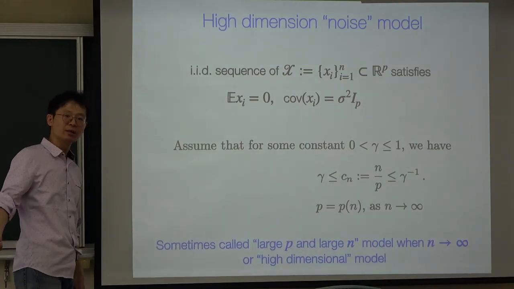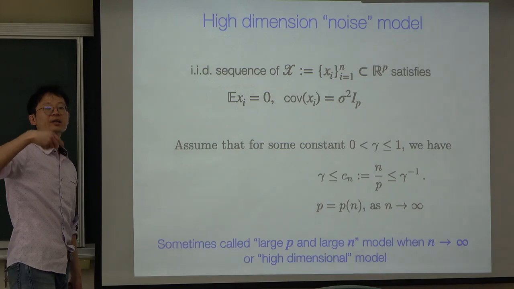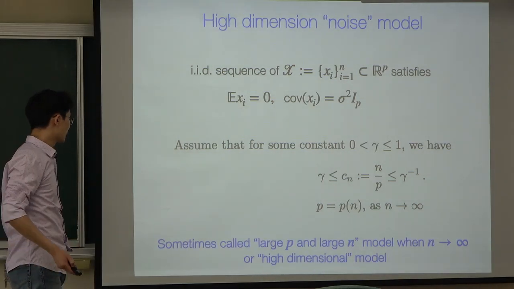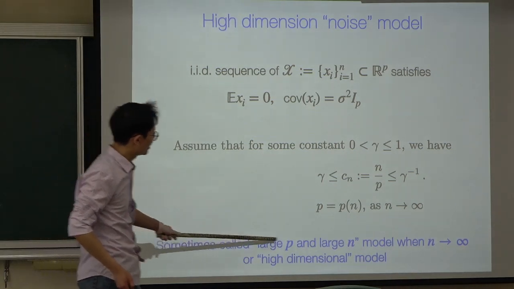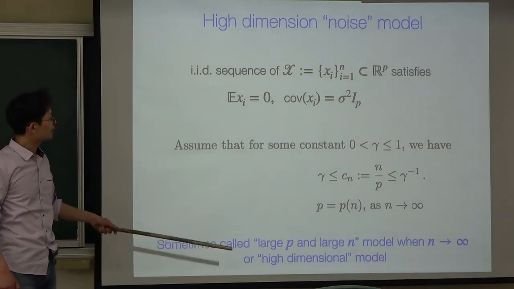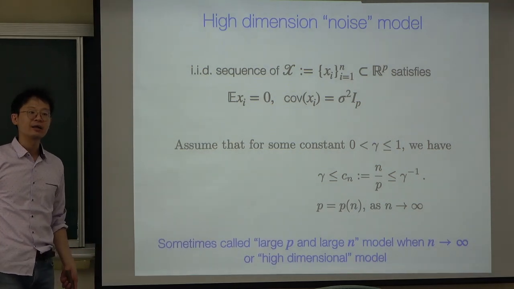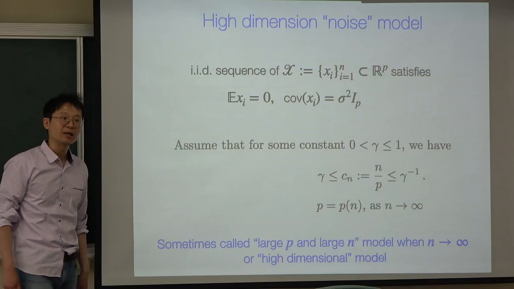In this case, the dimension p and the sample size n are linearly related. This is sometimes called the large p large n model, or high-dimensional model. In this model, we want to study what's going on with the eigenvectors and eigenvalues of the sample covariance matrix. That will be the mission.